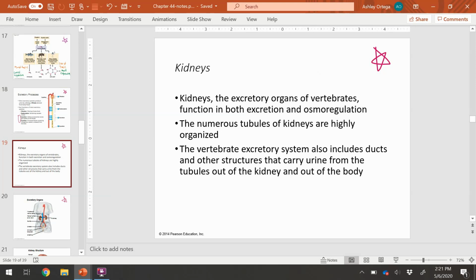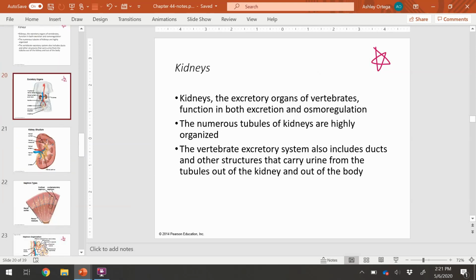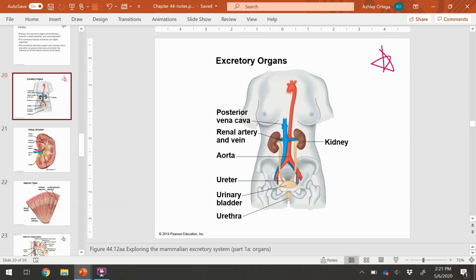And so the excretory system includes ducts, structures that carry urine from the tubules out of the kidney and then to tubules that temporarily store the urine and then eventually out of the body. And so that's shown here. So we have two kidneys. These are closely attached to the circulatory system through the posterior vena cava and the aorta. And so the circulatory arteries and veins going to the kidneys are called renal arteries and veins. So from there, the kidneys produce the urine that will then be excreted.